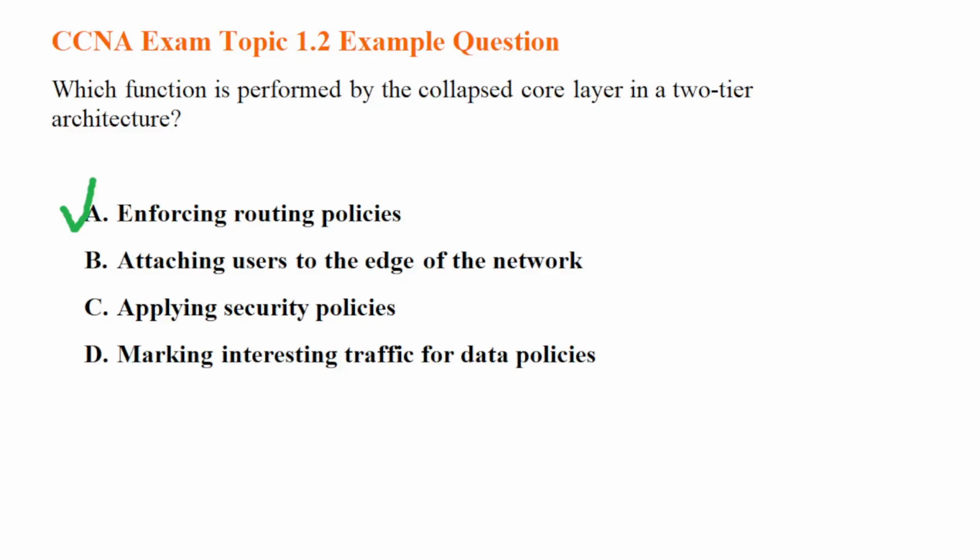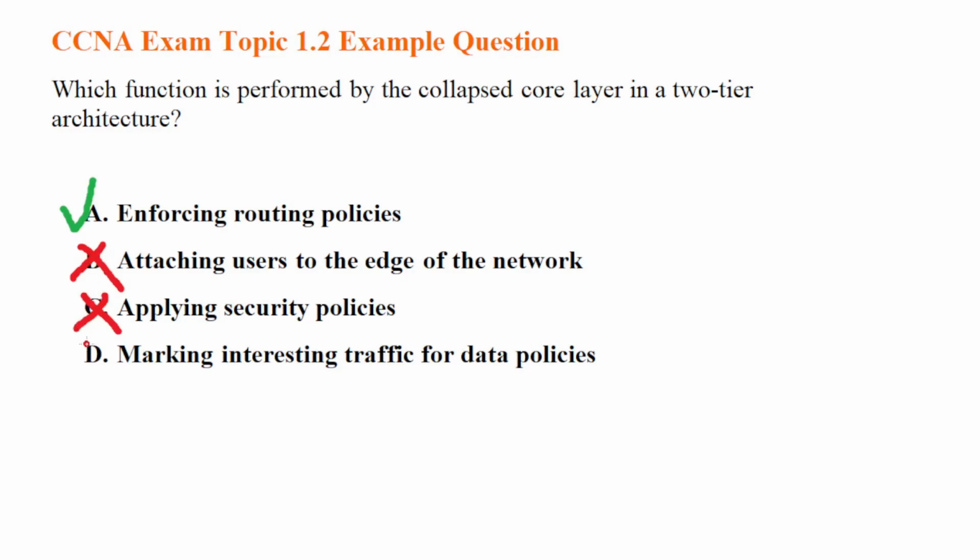B. Attaching users to the edge of the network. No, this is the job of the access layer. C. Applying security policies. No, while the collapsed core may implement some basic access controls, applying security policies broadly is more closely tied to the access layer or dedicated security appliances. This option is too general and not the best fit. Option A is better.